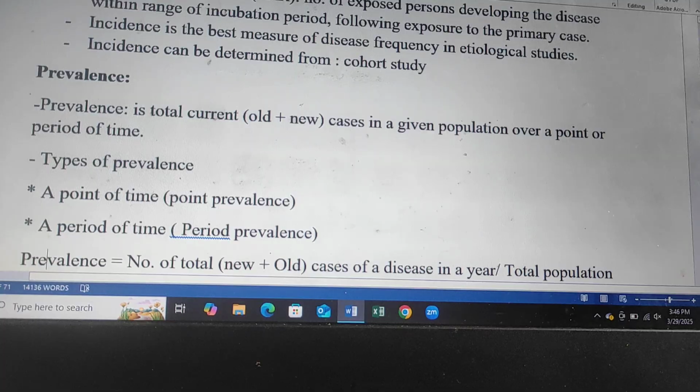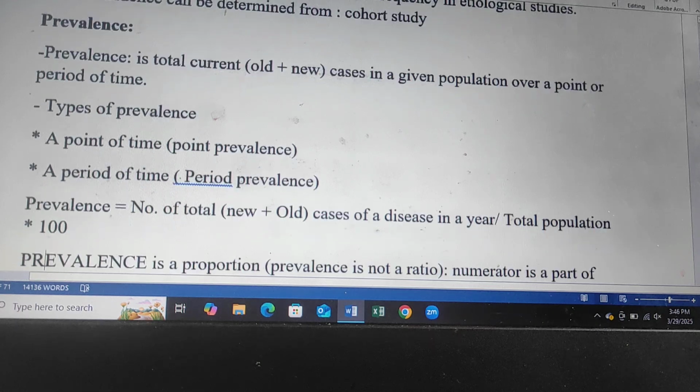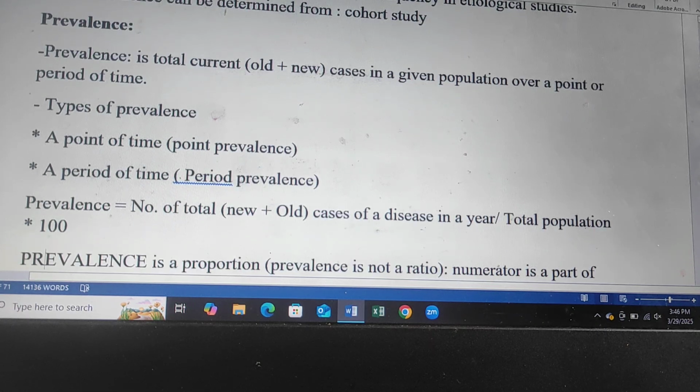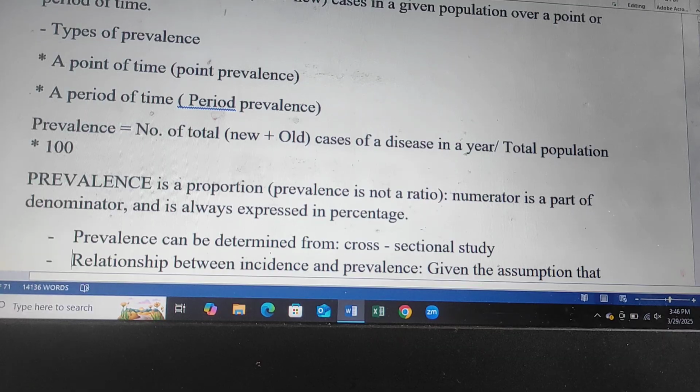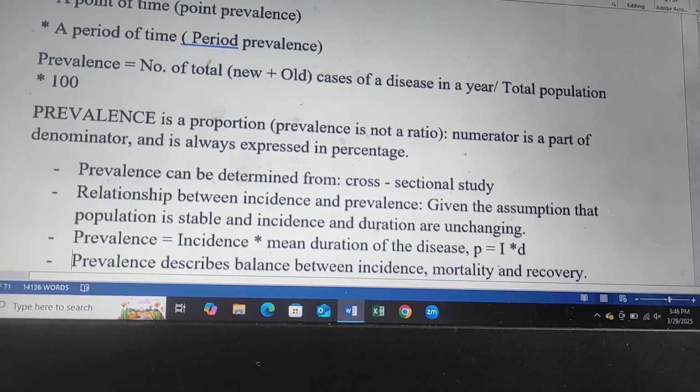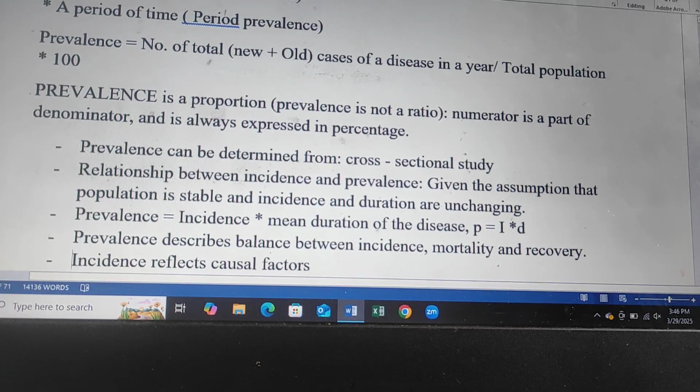Prevalence is the total current old plus new cases in a given population over a point or period of time. Types of prevalence: point prevalence, point of time; period prevalence, period of time. Prevalence is the number of total new plus old cases of a disease in a year divided by total population, per 100. Prevalence is a proportion. Prevalence is not a ratio. The numerator is a part of the denominator and is always expressed as a percentage. Prevalence can be determined from a cross-sectional study.